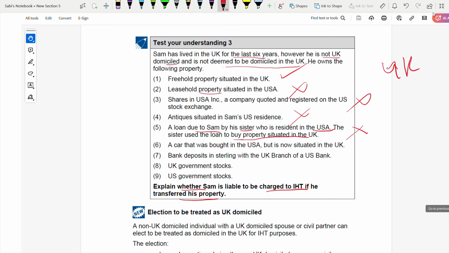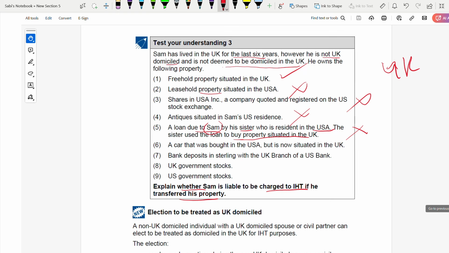It depends on the relationship with Sam. Sister could do anything. We are focused on Sam. We have to see whether Sam is liable or not. Sam is not liable, because the loan that Sam is getting is from his sister who is resident in US.